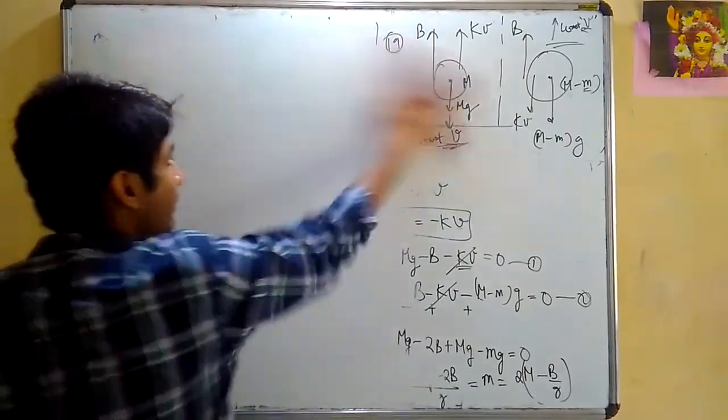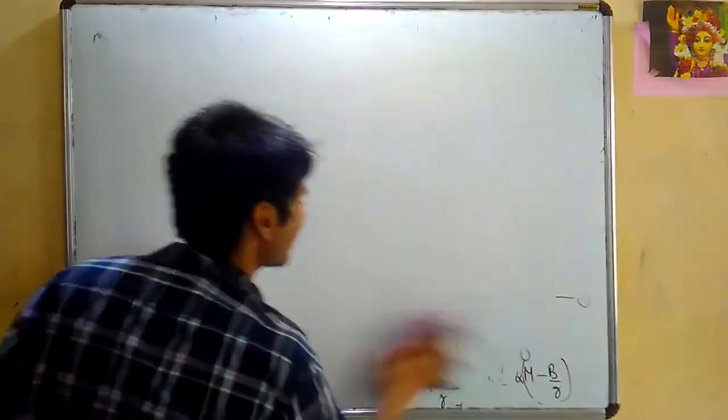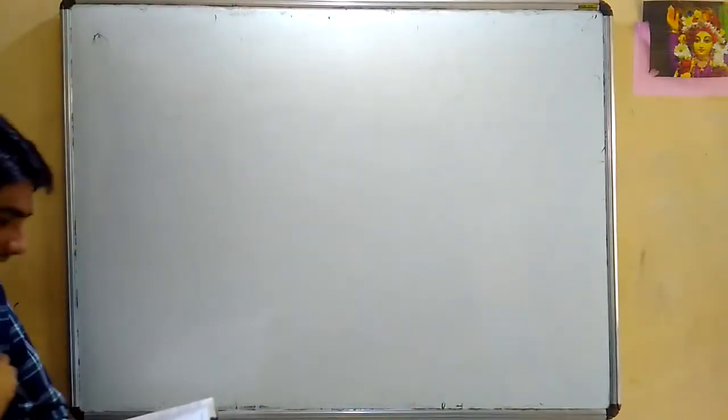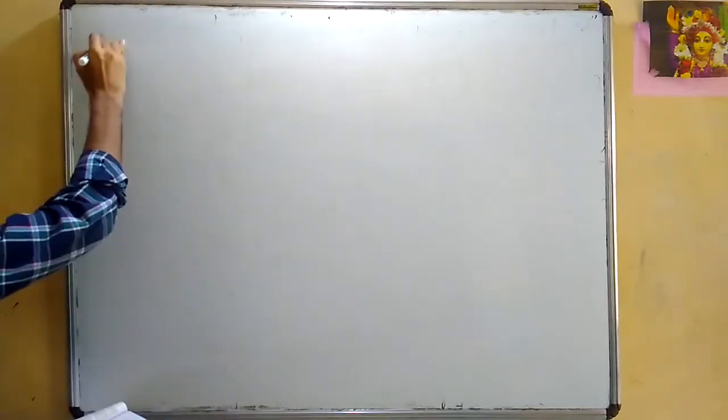But here, instead of constant velocity, if you read the question properly, you will see that constant acceleration is given. Apart from that, the situation remains the same. So question number 19, question number 20. What is said in question number 20?